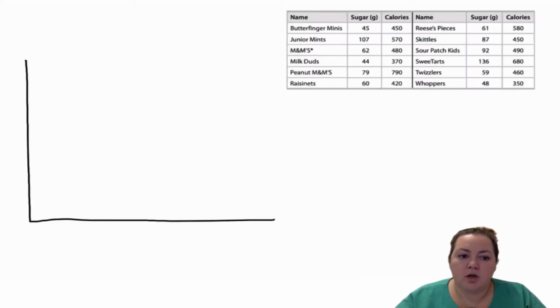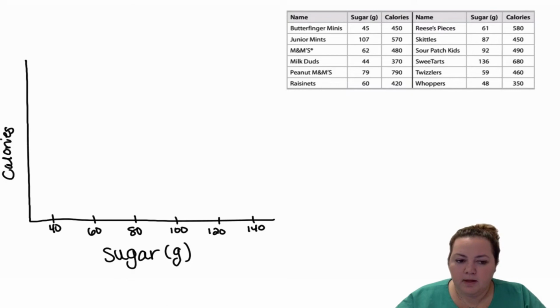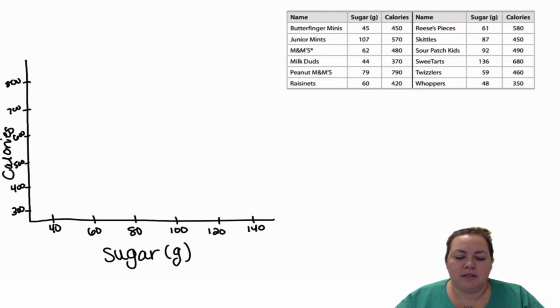All right, so here's our data. I'm going to put the grams of sugar on my x-axis, my horizontal axis, and I'm going to count by 20 starting at 40, and calories along my y-axis, and I am going to start at 300 and count by 100s. And it's okay here that it doesn't have to start at 0.